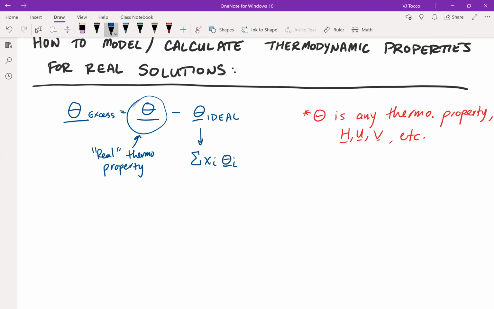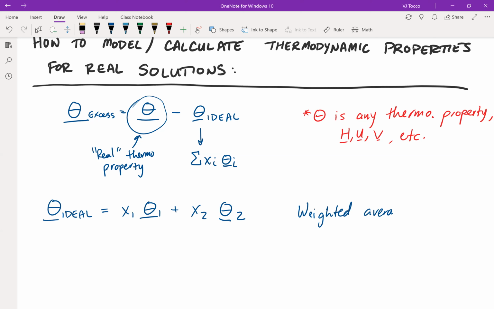Okay, so for the ideal case, if I wanted to look at the thermodynamic property for an ideal binary mixture, it is the sum of the mole fraction times that thermodynamic property. So it is equal to, for two components, x1 times theta 1 plus x2 times theta 2. Right, and this is the weighted average, not in quotes, that's actually what it is, the weighted average of the property, weighted by the mole fraction.